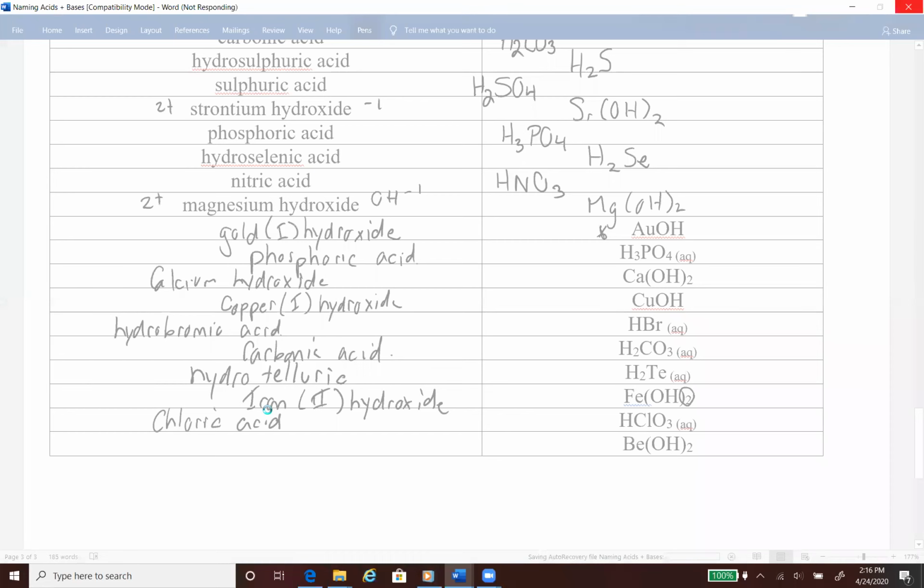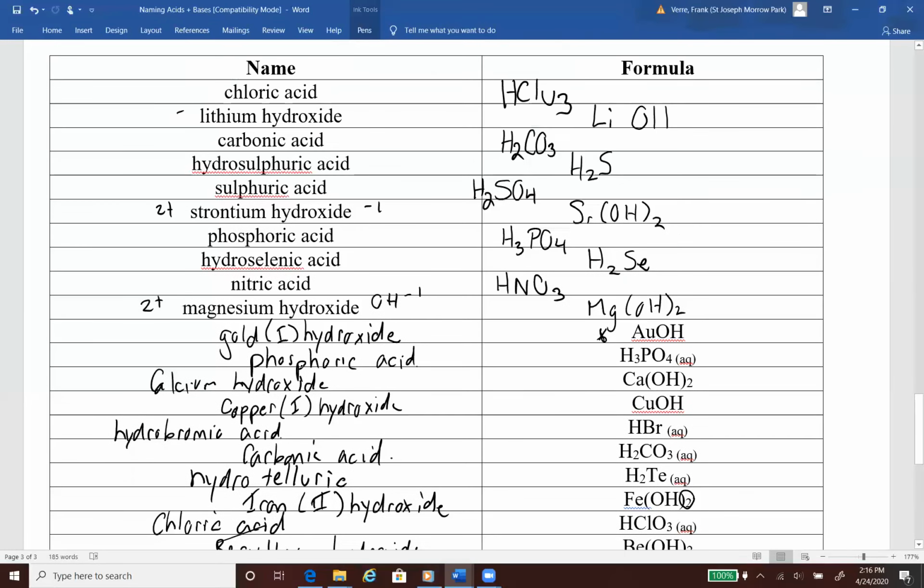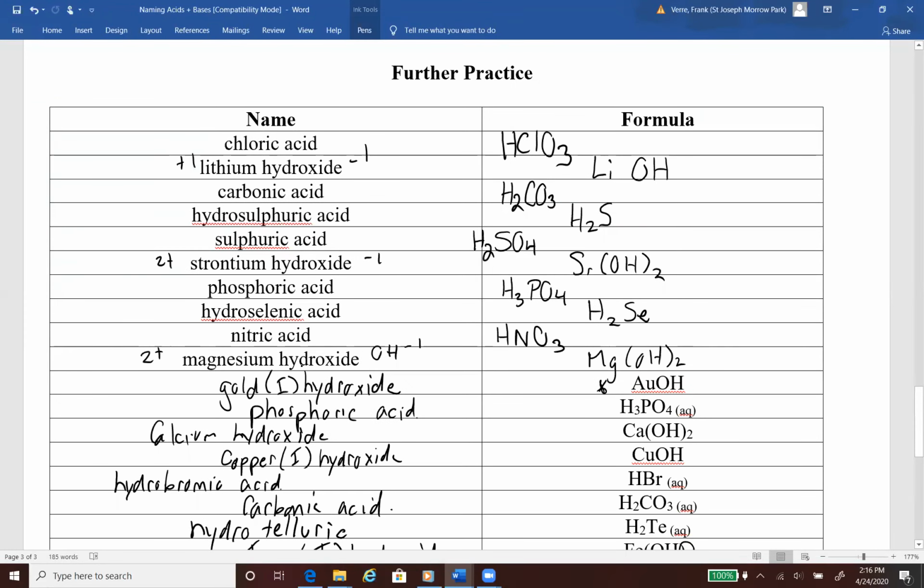Oh, I'm going blank here. Okay, and the last one is beryllium hydroxide. Beryllium is not transitional. Okay, what happened to my chloric acid? All right, so that's it, I think, for naming acids and bases. Okay, any questions about that?